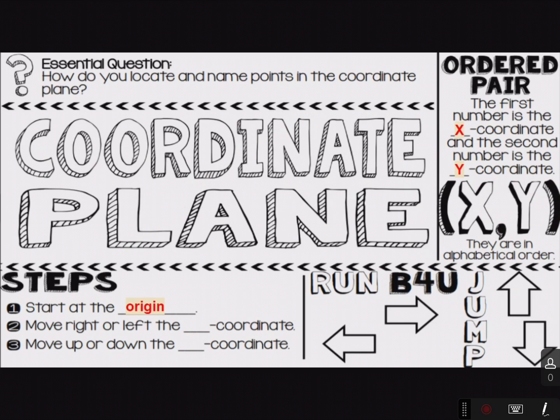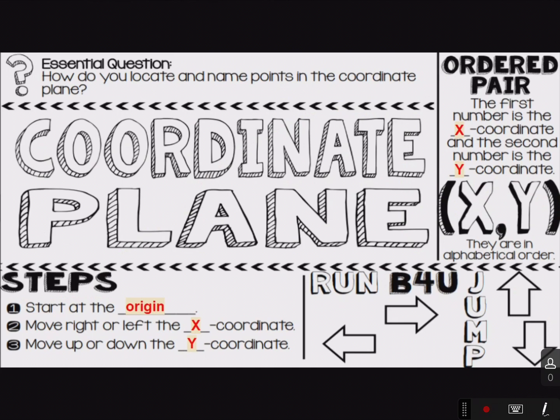Once you're at your origin, you're going to move left or right using the x coordinate. So right would be moving towards a positive number and left would be moving towards a negative number. Once you've moved on your x-axis, you're going to move up or down on your y coordinate. So if your y coordinate is positive, you're going to go up, and if your y coordinate is negative, you're going to go down. Once you've gone up or down to the correct number, that is where you're going to plot your point.